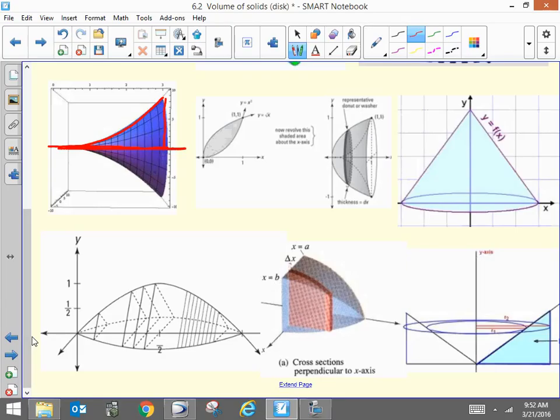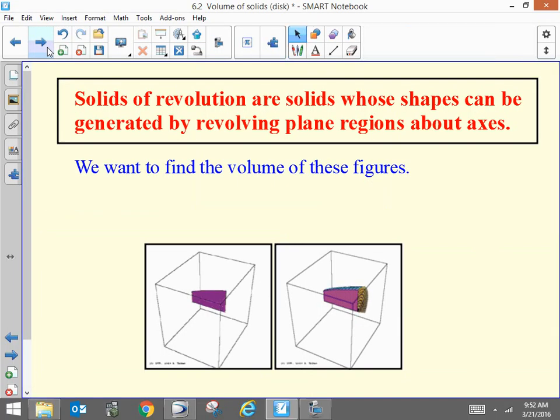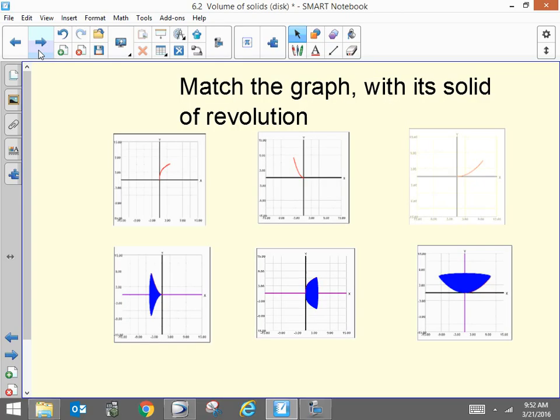There's another cross section where you actually take your sections and divide them into certain shapes. So you're creating this thing by taking it and rotating it around. What you want to do in this section is divide it up and find the volume of the figures. Okay, let's match the graph. This is your simple graph with your rotated solid of revolution.